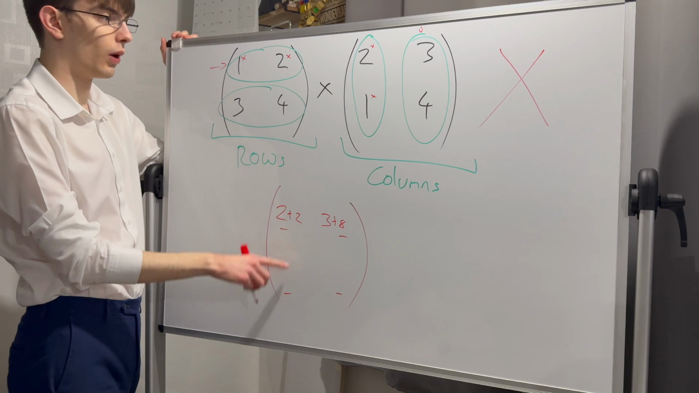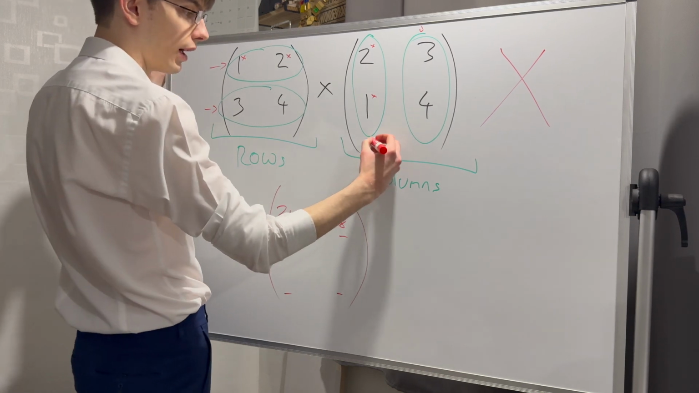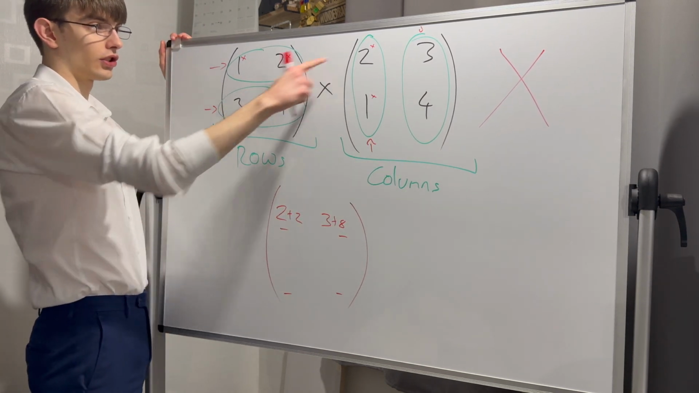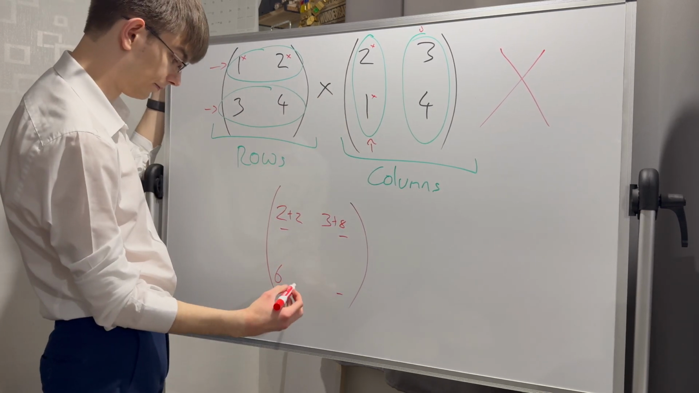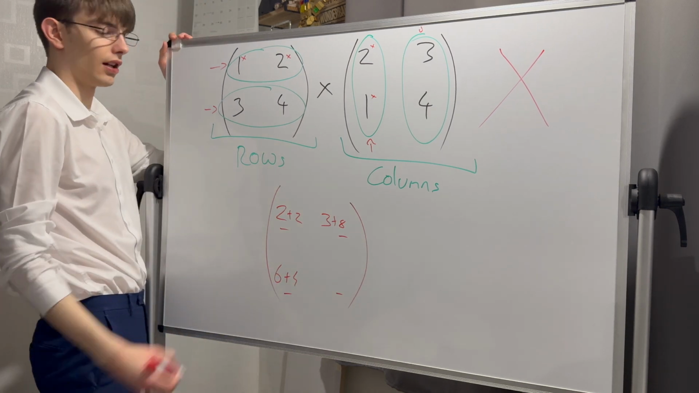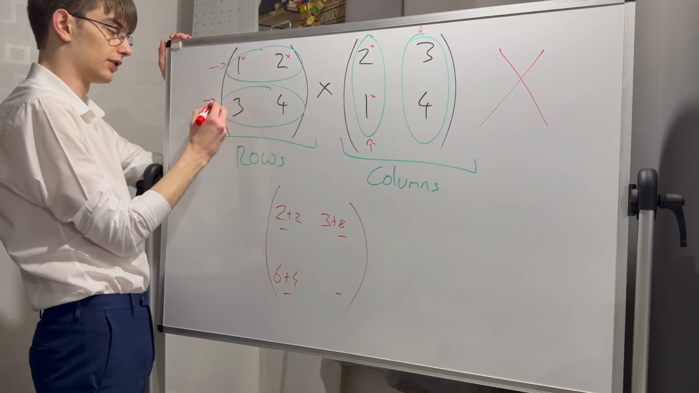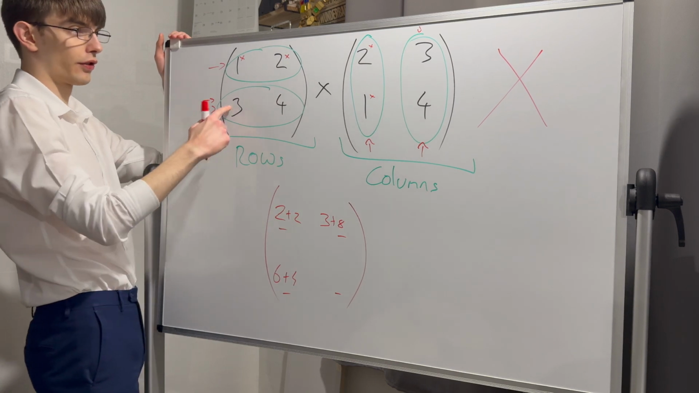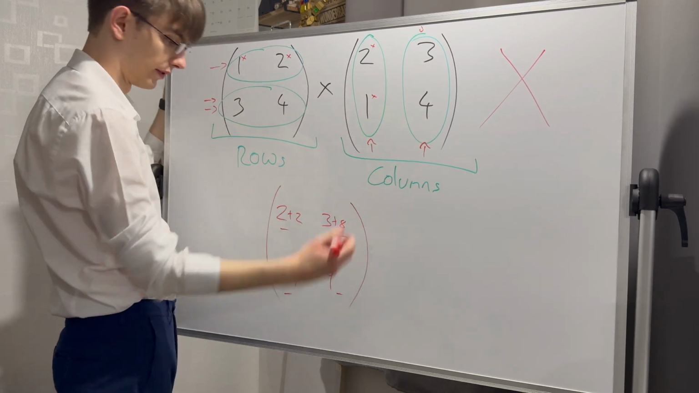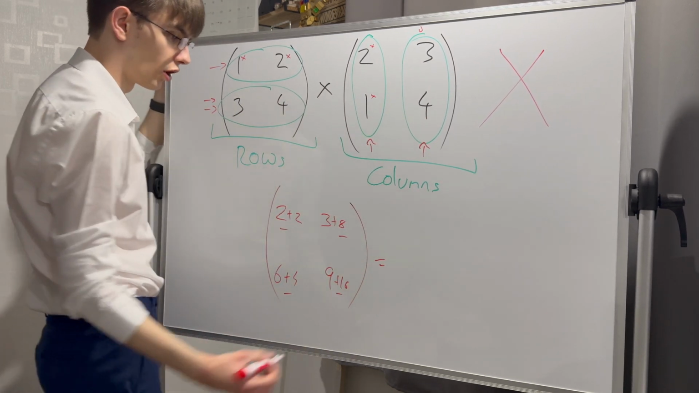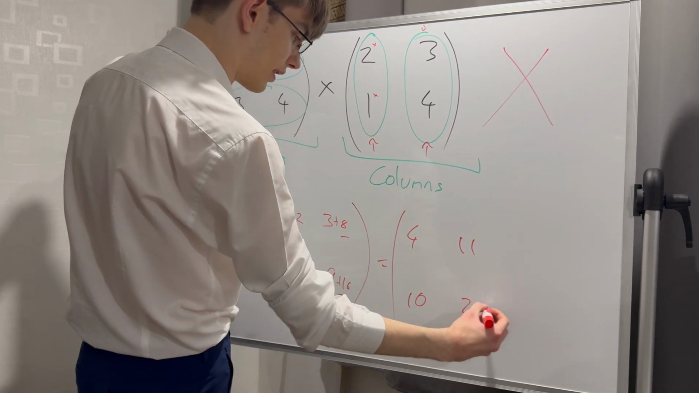Bottom left. What row is my bottom left in? Well, it's in this one. What column is my bottom left in? Well, it's in this one. First times first, 3 times 2, 6. Second times second, 4 times 1 is 4. Add them together, and I'll get 10. I'll write that out fully in a second. And then finally, where's my bottom right? Well, it's in this row and this column. 3 times 3 is 9. That's the first one. Second one is 4 times 4 is 16. And I end up with 4, 11, 10, and 25.